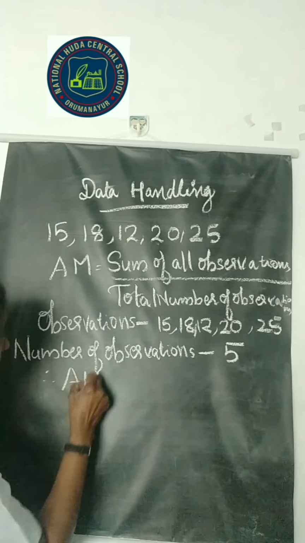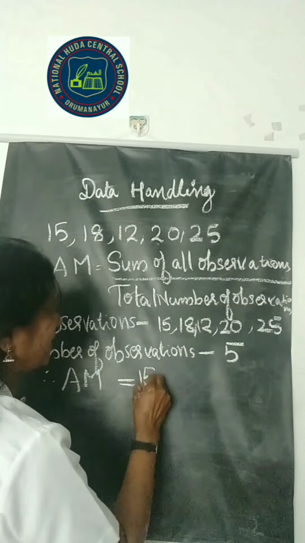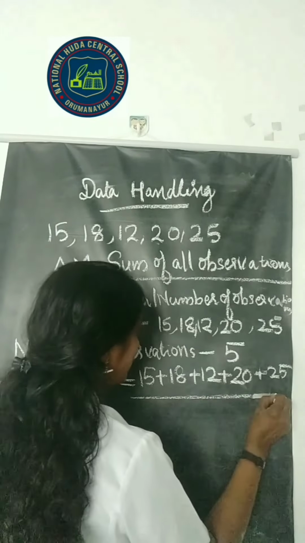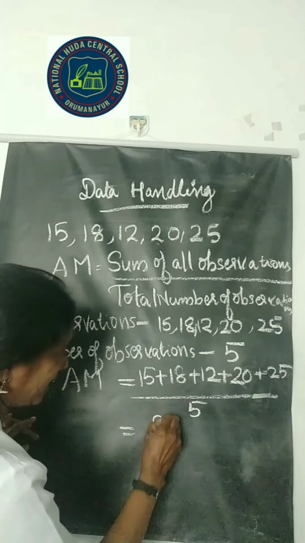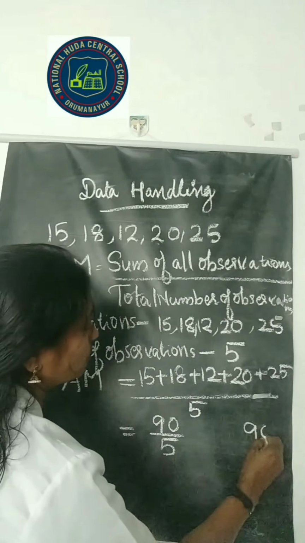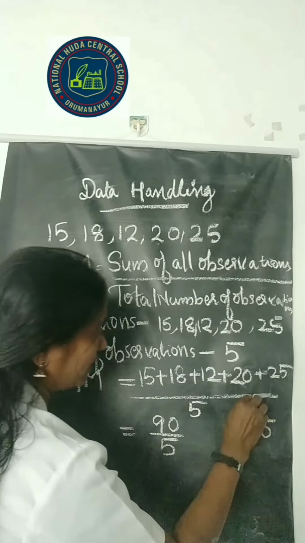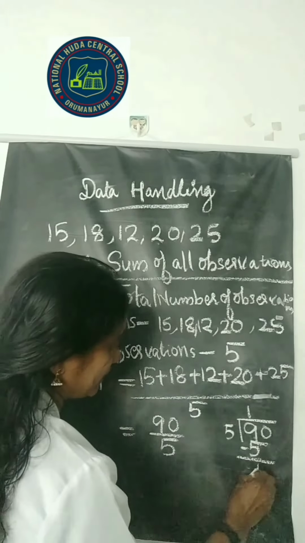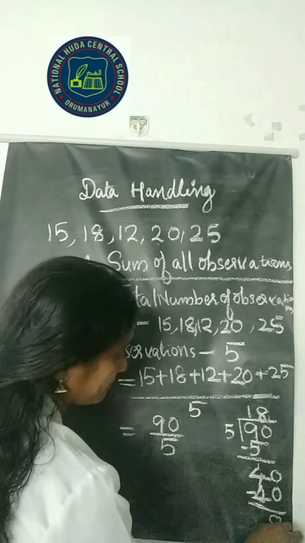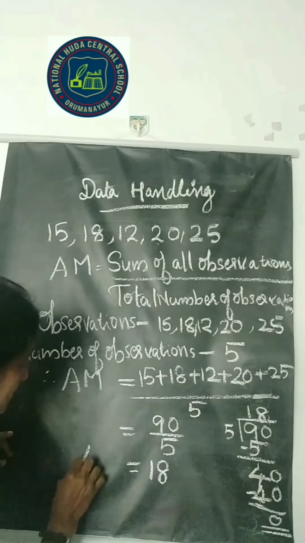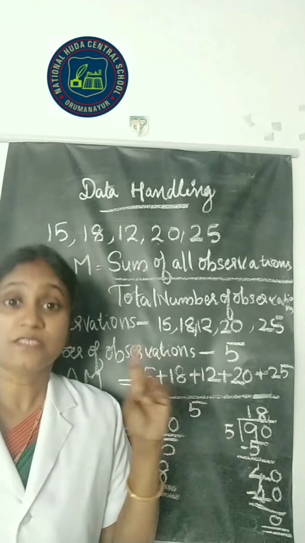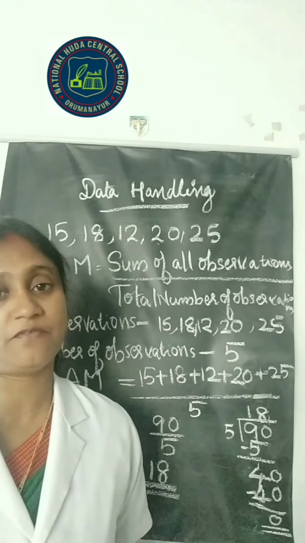So, what is the arithmetic mean? Arithmetic mean equals sum of all observations, 15 plus 18 plus 12 plus 20 plus 25, divided by the number of observations, 5. When we add, we will get 90 divided by 5. So what will we get when we divide 90 by 5? We can do it by the simple division method. 5 in 9, only 1 time, 1 5 is 5. When we subtract, we get 4. Then in 40, 8 5s are 40. When we subtract, we get 0. So the answer is 18. This is the arithmetic mean of these marks. Don't forget the formula for finding arithmetic mean is sum of all observations divided by total number of observations.